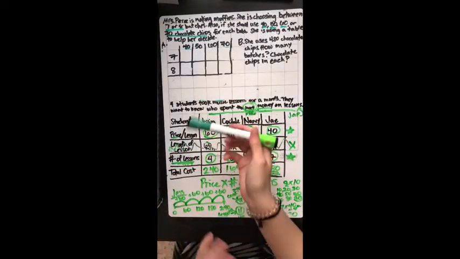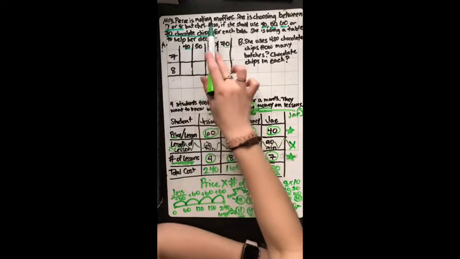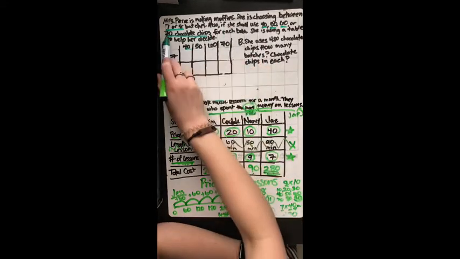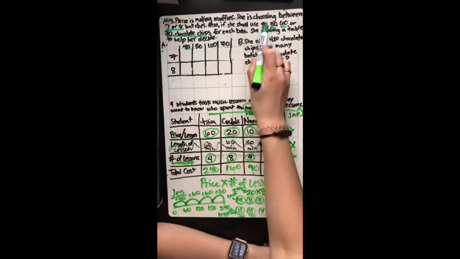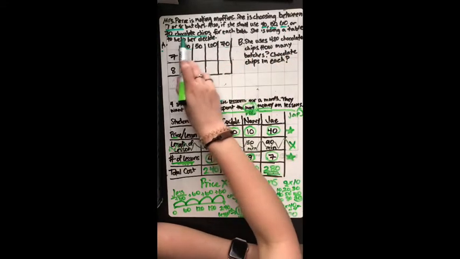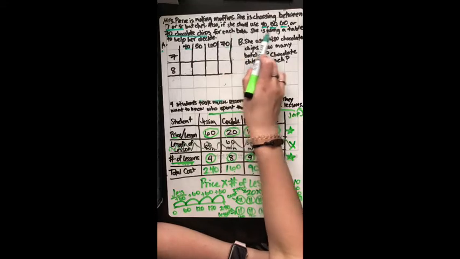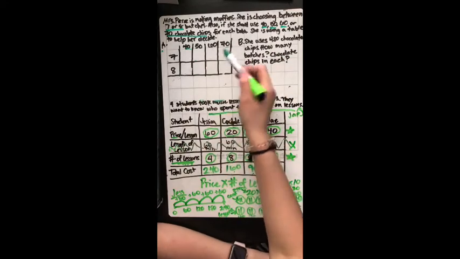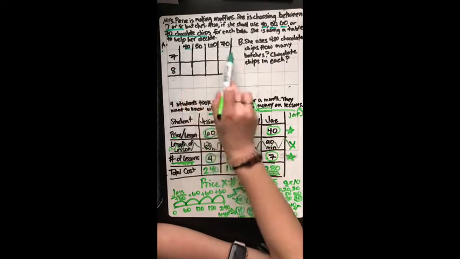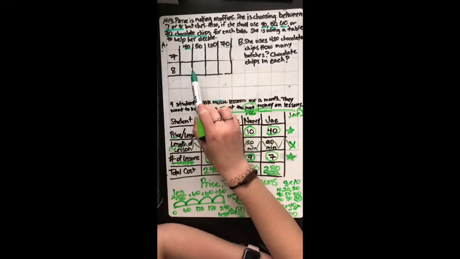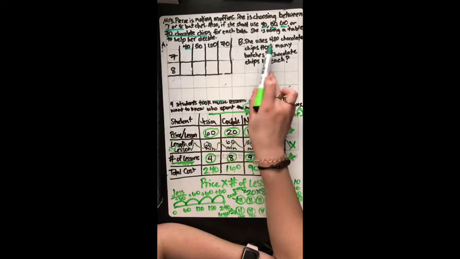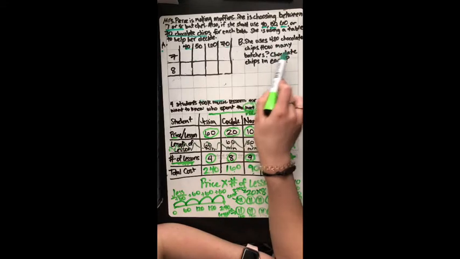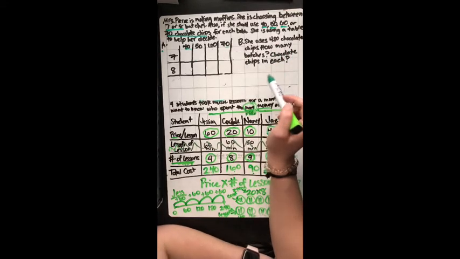All right, my next problem is Mrs. Pierce is making muffins. She is choosing between 7 or 8 batches. Also, she's deciding if she should use 40, 50, 60, or 70 chocolate chips for each batch. She is using a table to help her decide. So part A asks me to fill in this multiplication table, and then part B asks me a question. She uses 480 chocolate chips. How many batches did she use? How many chocolate chips were in each?